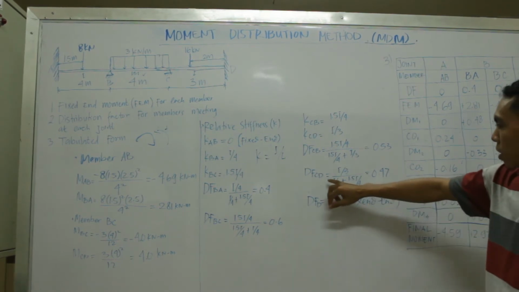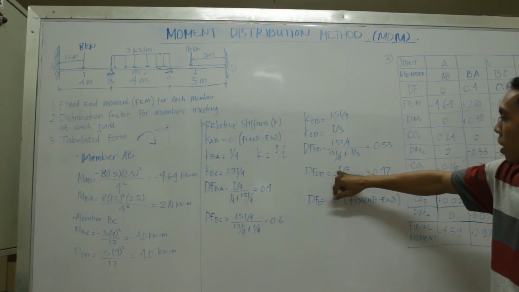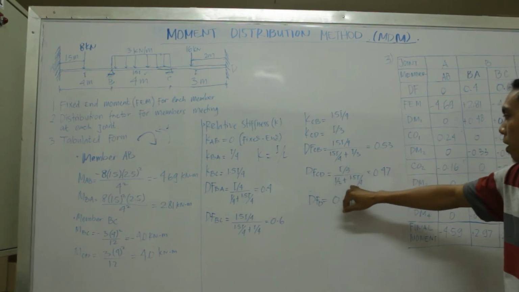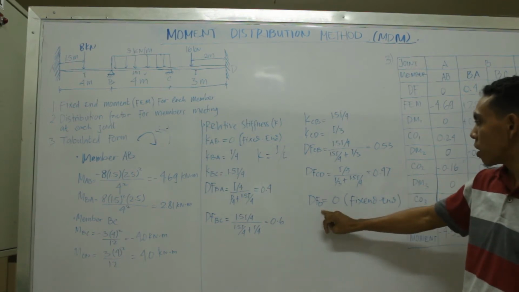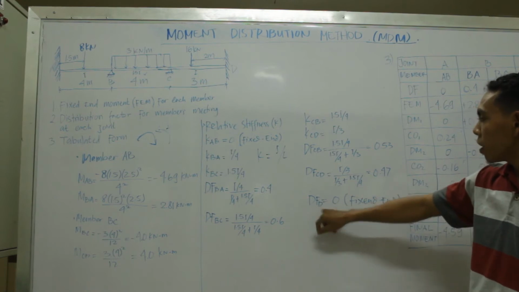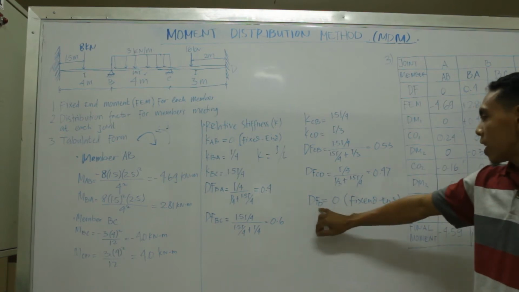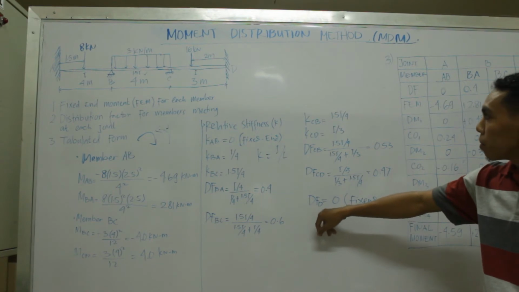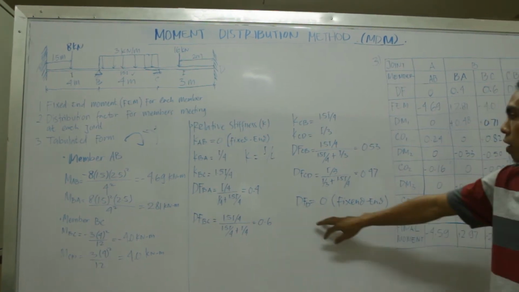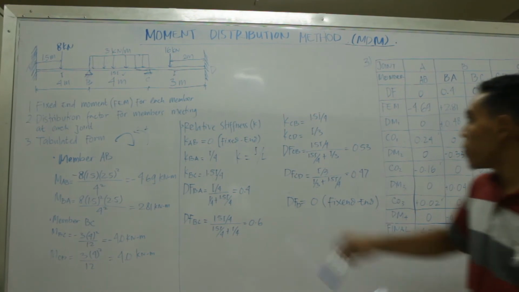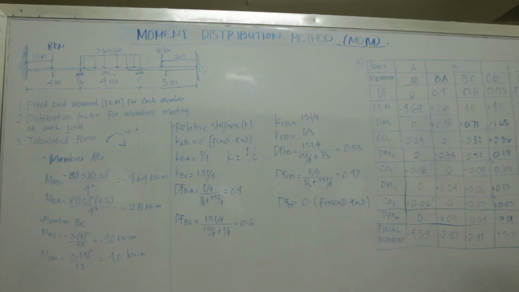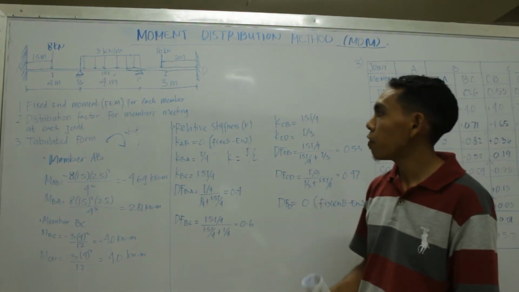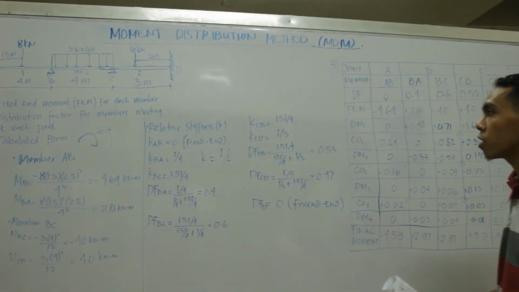And the last one is I over 3 over I over 3 plus 1.5 I over 4, which is equal to 0.47 for the distribution factor of member CD. For DC, the distribution factor of member DC, no distribution factor is required because we have a fixed end here, so it is equal to 0. So we are done with the fixed end moments and distribution factors for each member.